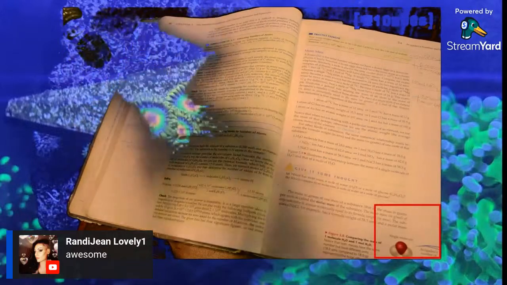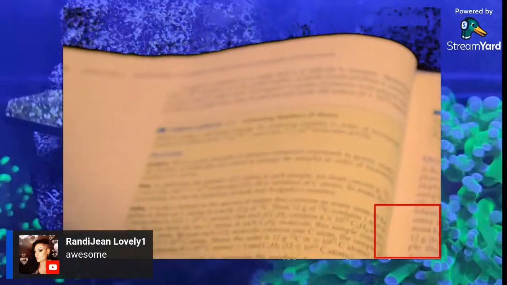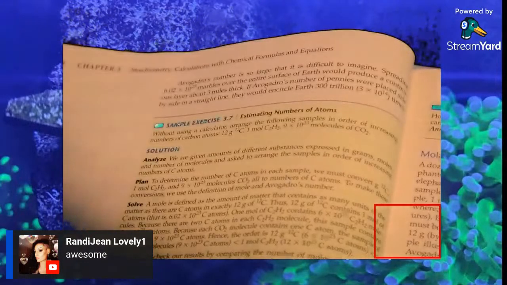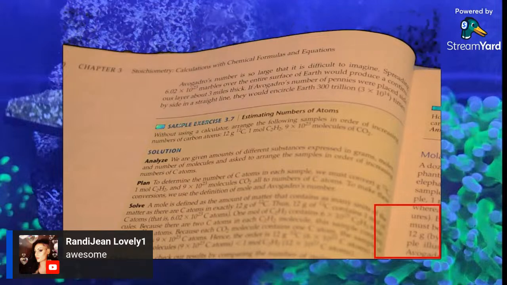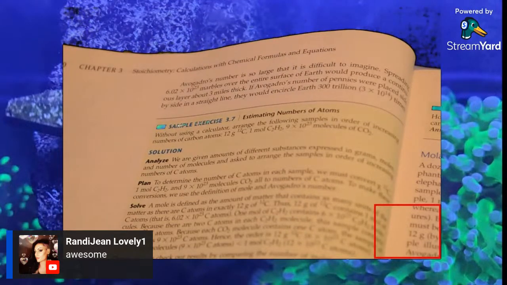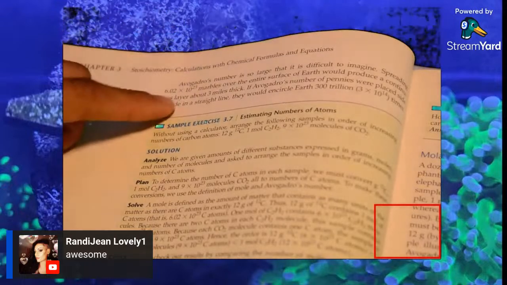Avogadro's number. All right, so this is our first problem, and my dog wants to eat. Okay. All right, Avogadro's number.